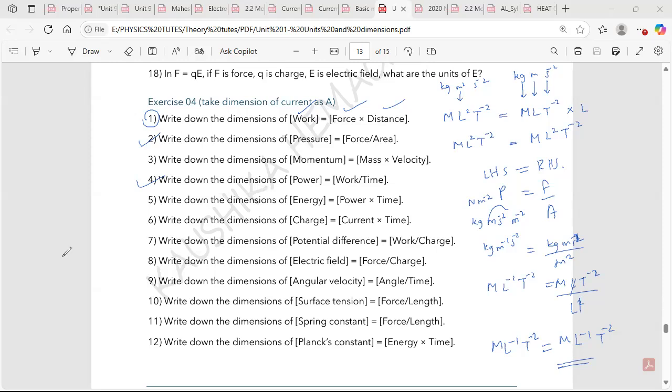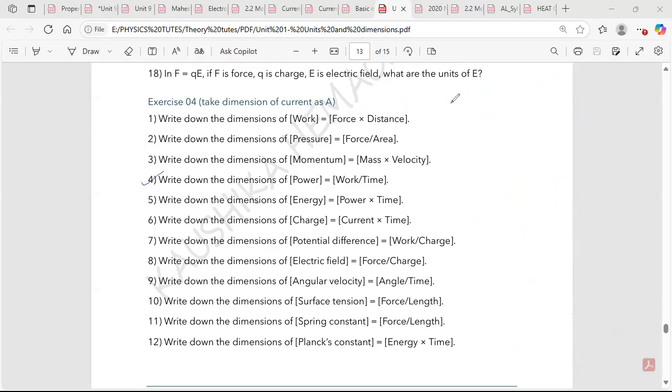Right. So let's do it. Fourth one. Power, we got it as kg m squared s minus 3 in the previous question. So that's m L squared t minus 3. That is work over time. Work we anyways put it here. No? So that's ml squared t minus 2 over time. So t minus 2, this goes up, it's t minus 1.